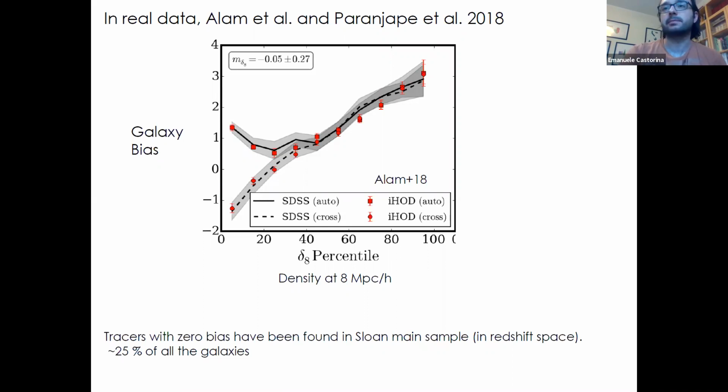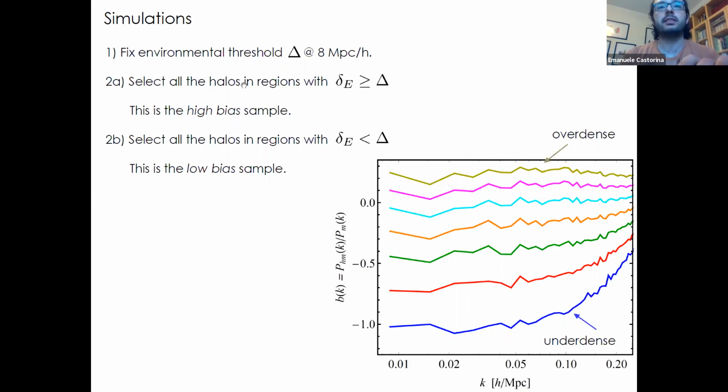So we just repeated the same thing, not on data yet, we did it on a simulation. So what we do is that we set a threshold delta. We set it on some scale. We set 8 megaparsec, but we try many different others. And then we divide halos according to the density around them, whether it's larger or smaller than these threshold values. So the ones which sit in regions where the environmental density is larger than this threshold, we call them the high bias sample. The ones which sit in regions lower than this threshold is the low bias sample. And then we just measure the bias of them as a function of k. So this is what you see here in this plot. So basically you go from an underdense region, which had bias of -1, you keep going, and then at some point you cross 0, and you go to overdense regions.